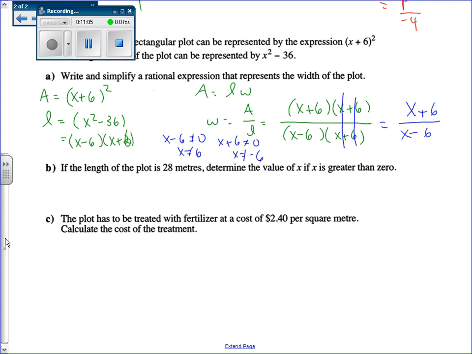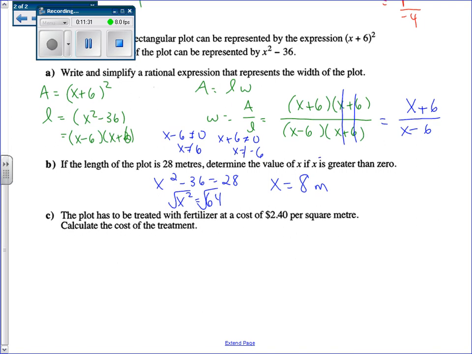So what we have then is x squared minus 36 equals 28. So x squared equals, see, 36 plus 28 is 64. So the square root of that, if we square root both sides, x would have to equal 8 meters there. Okay. x is greater than 0. So you can get 64 by going negative 8 times negative 8 or 8 times 8. But we reject the negative 8.